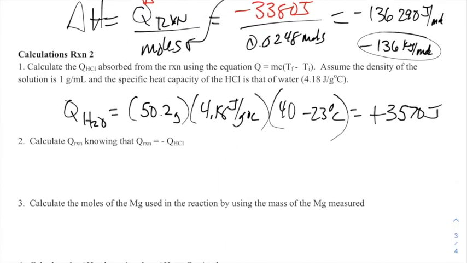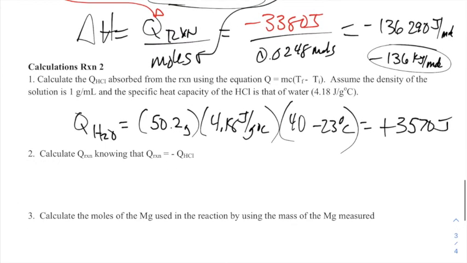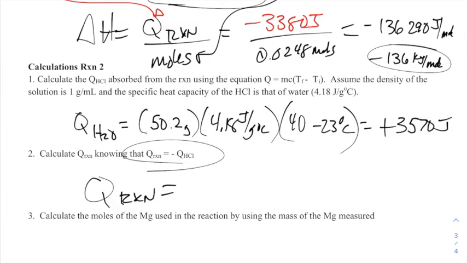Once again, that is the surroundings, but what we're really interested in is the system, our reaction, and so the Q of the reaction is going to be the opposite of the Q of the surroundings. So the Q of our reaction is going to be negative 3570 joules. Now we're going to assume that the magnesium is the limiting reagent. It is. I don't want to prove it to you. Just assume that I am correct here.